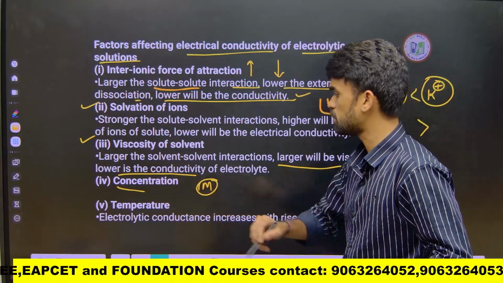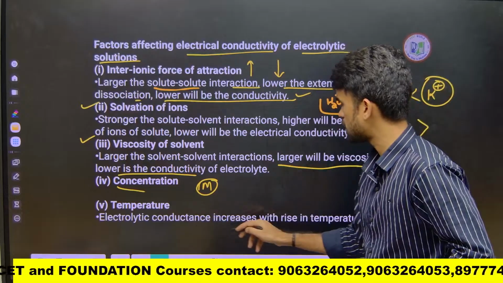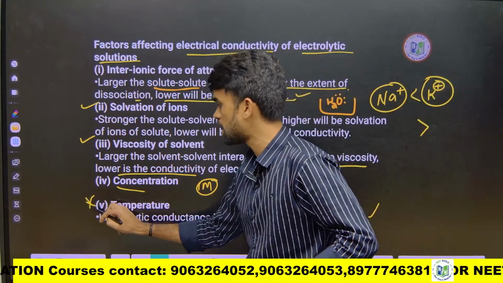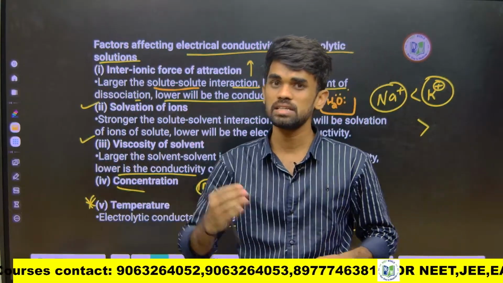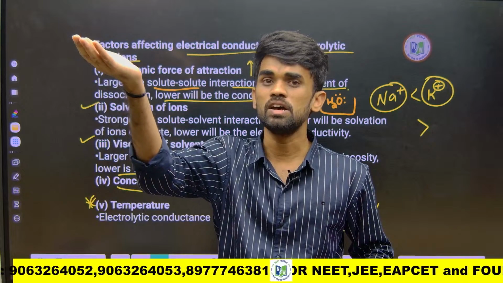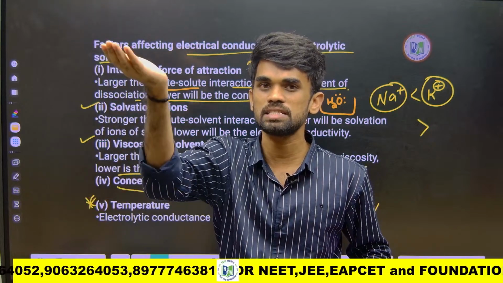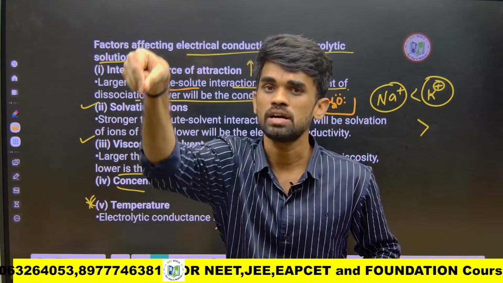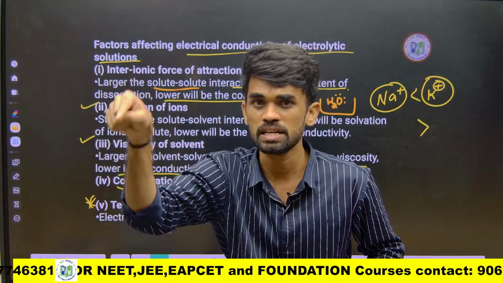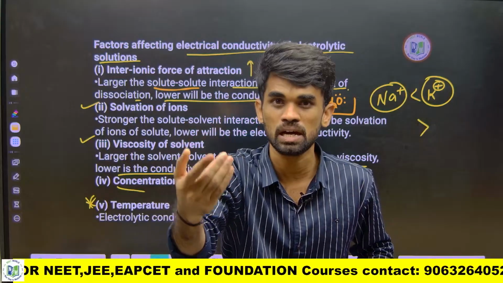The next, what about temperature? Electrolytic conductance increases with a rise in temperature. This point is important, because for metallic conductors, upon increasing temperature, the vibrations in the kernels of that metal increase, therefore conductance of metals decreases. Increase in temperature decreases conductance in the case of metallic conductors.